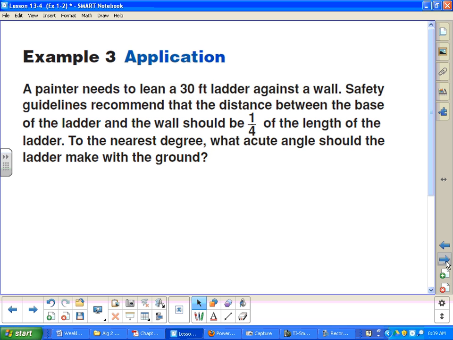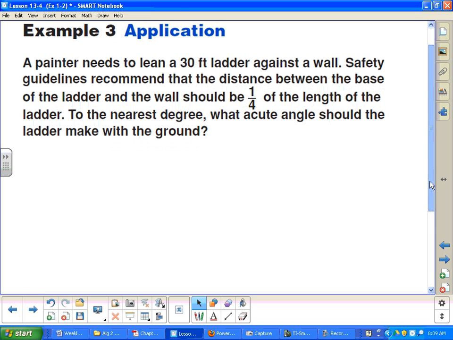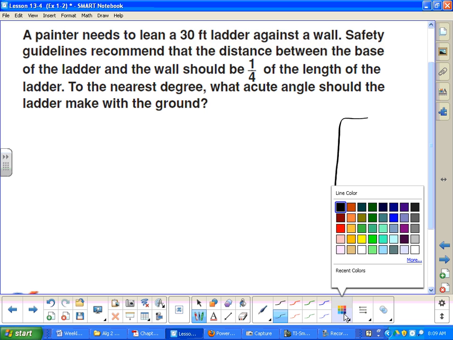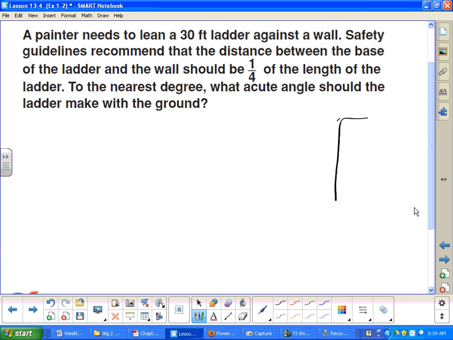Now, a really important thing is when you have a story problem, you can draw a picture, you need to draw the picture. Basically, all we need to draw is a picture of a triangle. If you want to get more technical with it, you can. Here's our wall, and here's our ladder. That's a pretty good ladder for me. Right? And now I have a right angle, a right triangle.